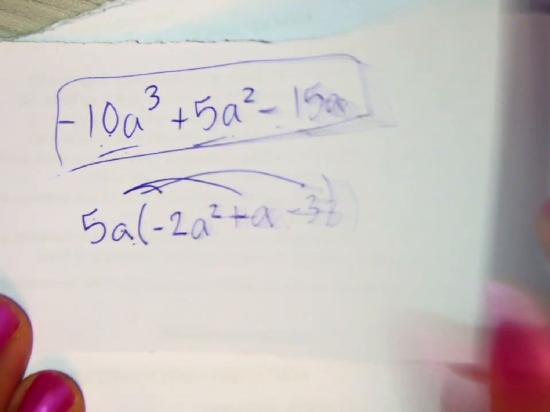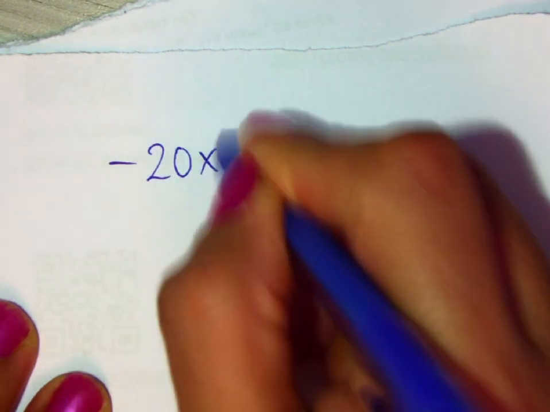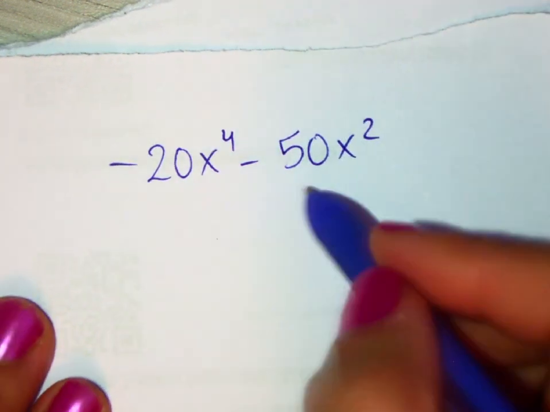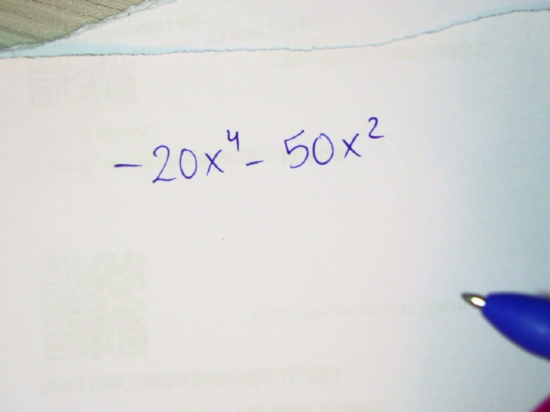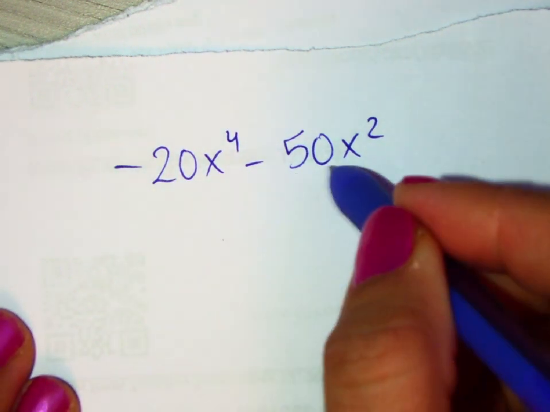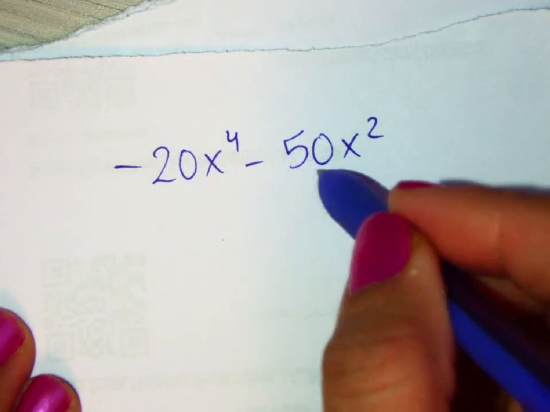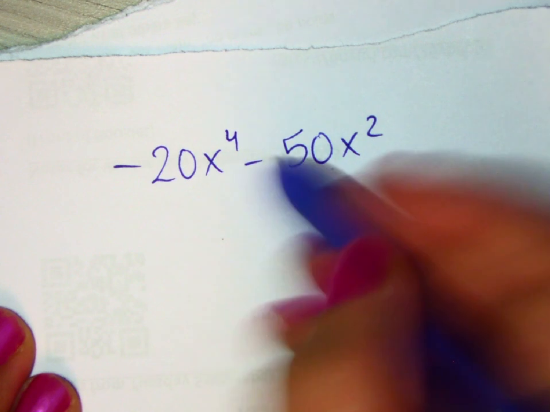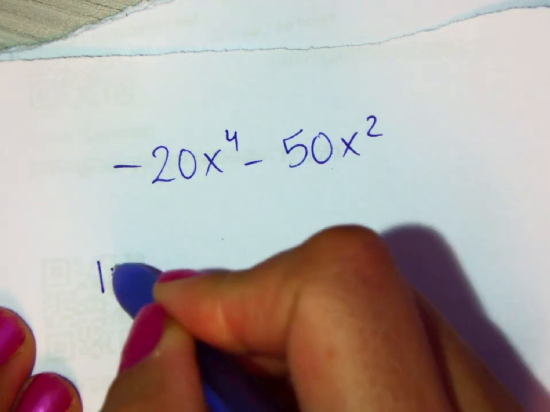All right, let's try one last example to make this video short. Let's try negative 20x to the fourth minus 50x squared. 20 and 50, you think about what do they have in common. They have 2. They both can be divisible by 2. They both could be divisible by 5. But the greatest common factor that they have is 10. So we're going to use 10.